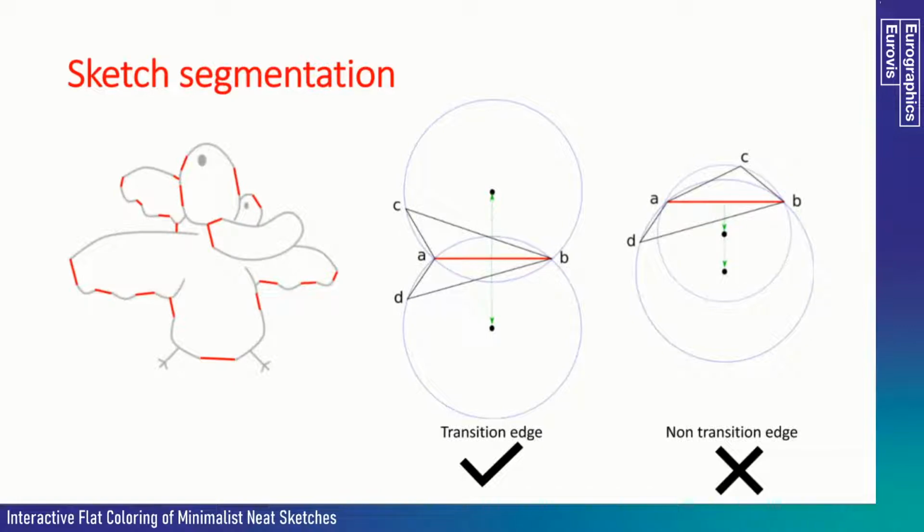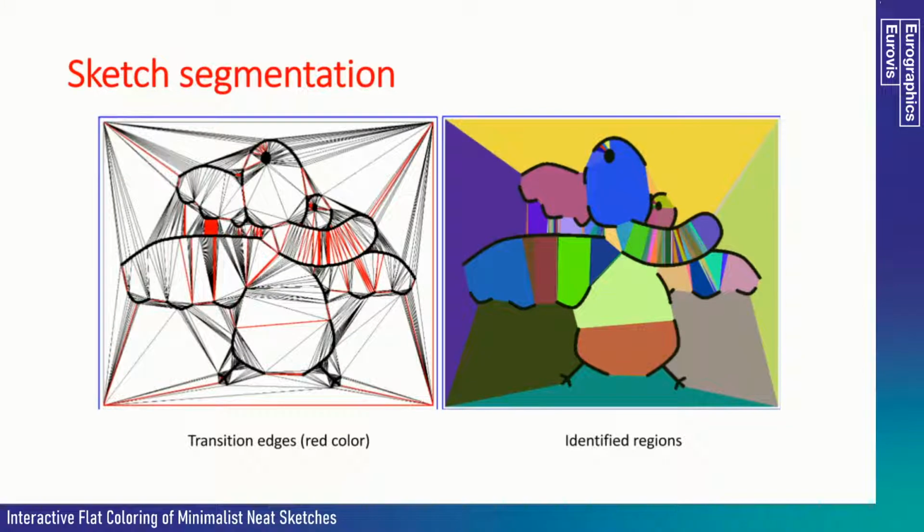To do that, we take all Delaunay edges whose circumcenters of its associated triangles lie on opposite sides of the edge under consideration. Once we find all the transition edges, we segment the sketch into different regions such that each region is bounded by sketch strokes and transition edges.